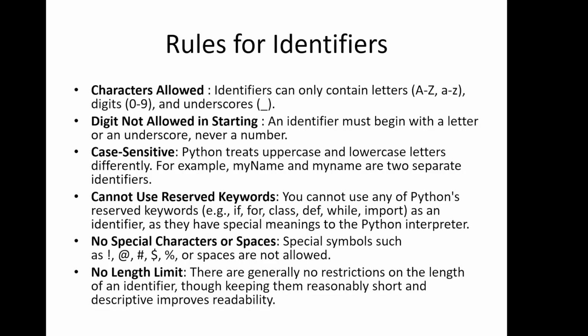In variable names, only characters and underscore are allowed. Characters are A to Z, capital or small, and numbers 0 to 9 are also allowed, and underscore is allowed. But a digit is not allowed at the start. So 0 to 9 is allowed, but at the beginning of the variable we cannot put any number. An identifier must begin with a letter or underscore. It can never begin with a number.